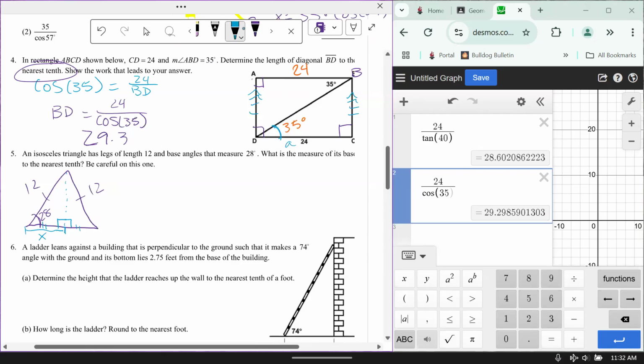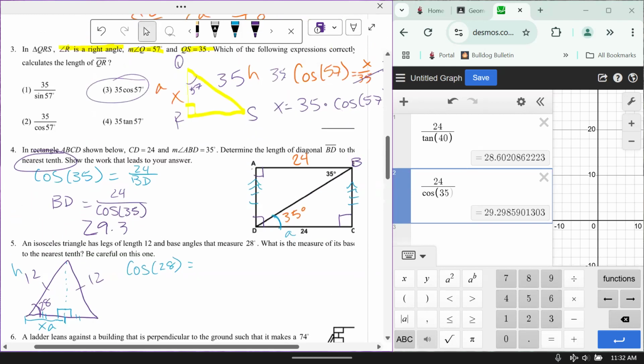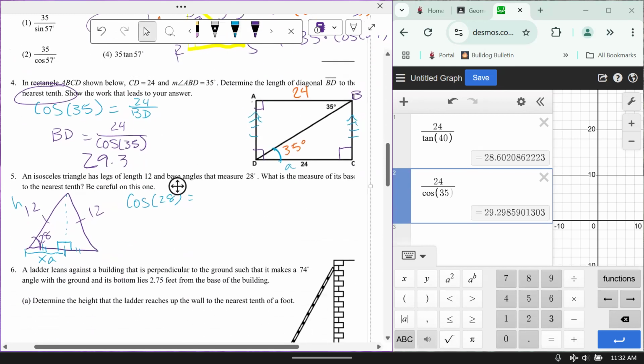So let's go ahead and do that. Here's our triangle. This 12 would then become the hypotenuse if we have this middle triangle like this, and x is adjacent. So adjacent over hypotenuse would be cosine of 28 equals x over 12. So multiply by our 12. We get 12 times cosine of 28 equals x.